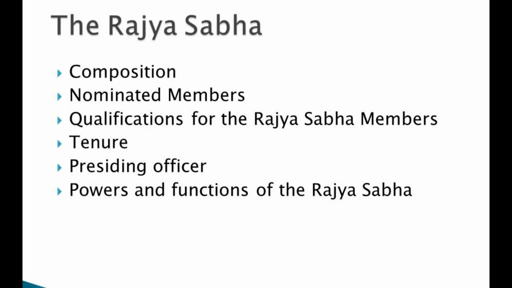Now let us start with the Rajya Sabha. What is its composition, the qualifications, its tenure, and who is the presiding officer of the Rajya Sabha? So when we talk about the composition of the Rajya Sabha, there are 250 members. 238 are elected and 12 are nominated.